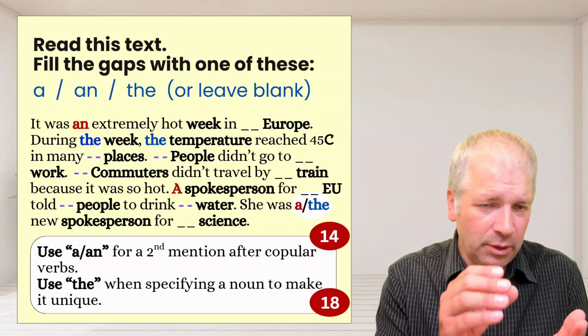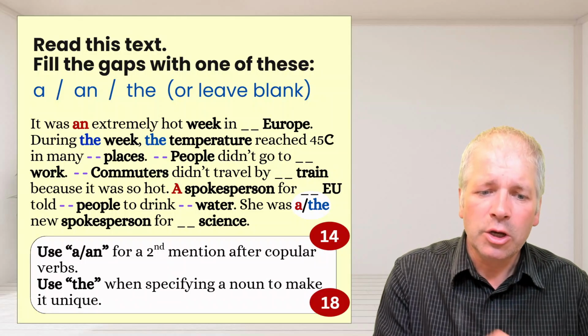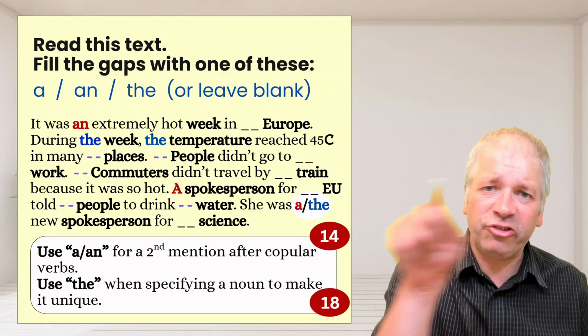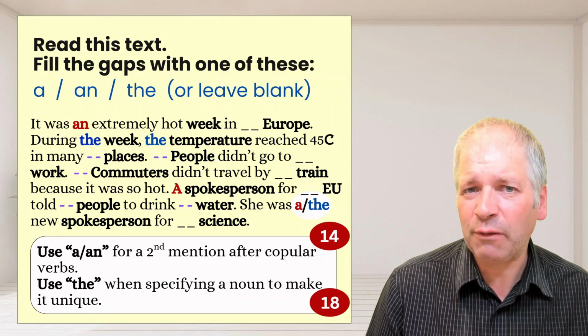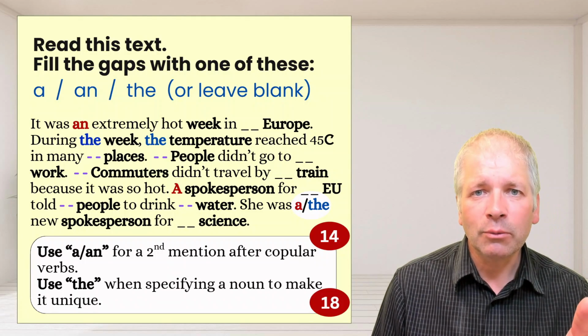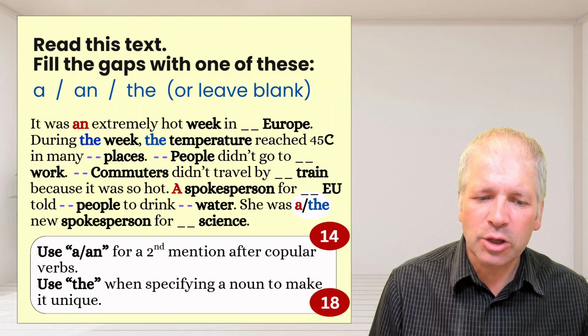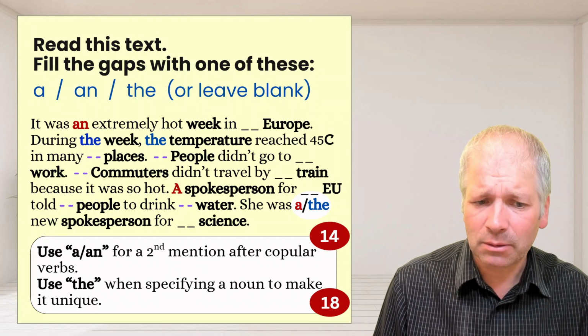The noun after the verb actually describes the subject. So, new spokesperson describes she, the subject. In this form of sentence, we don't have to use the for the second mention, unless we look at the next rule, and that is to use the when specifying a noun to make it unique.